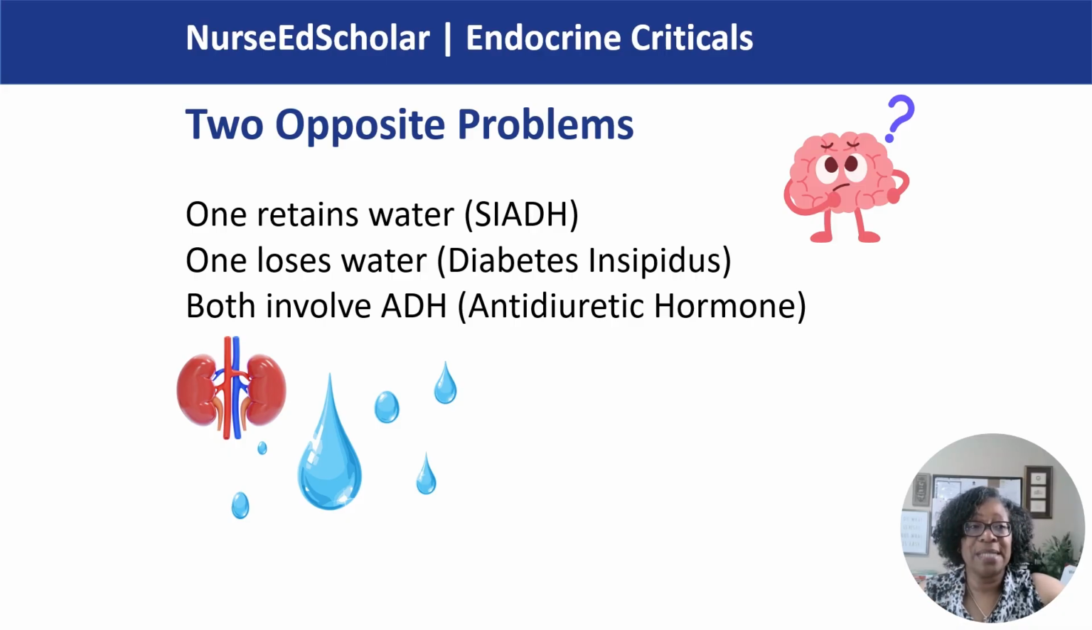So let's look at that one more time. SIADH, what are the first two letters? SI. So if you can remember soaked in, that means that the patient is retaining water. And then with diabetes insipidus, it's DI, right? DI, dry inside. That means that everything is leaving your patient's body, all of the water.